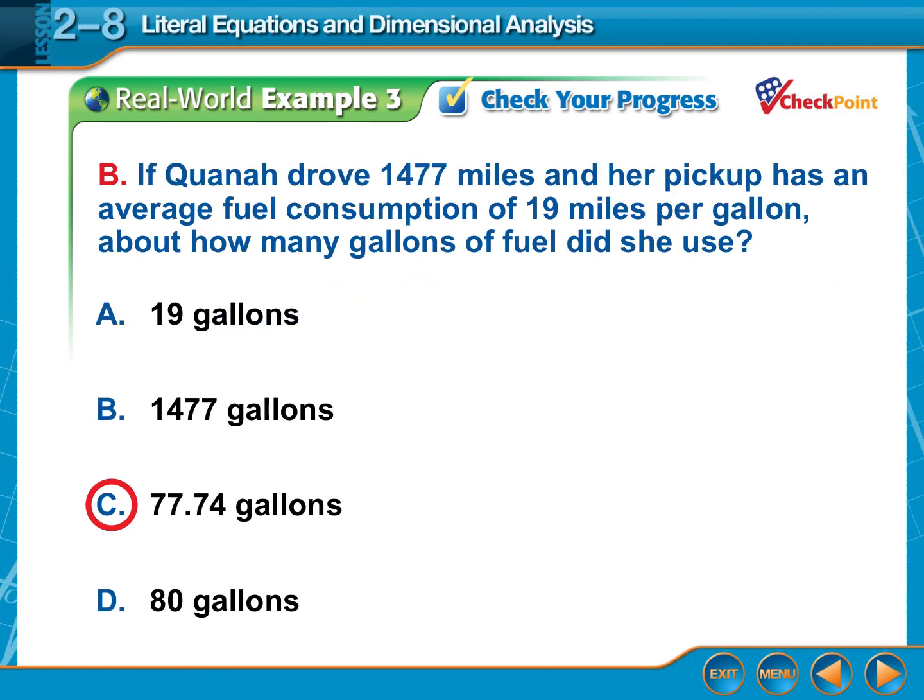come over here. If I had not this one, we're given a little word problem. If Quanah, did I say that right? If Quanah drove 1,477 miles and her pickup has an average fuel consumption of 19 miles per gallon, about how many gallons of fuel did she use? How would I set this up as an equation? 19x. Right, why do you say 19x? Because it's asking per gallon, you don't know how many gallons. Right, you don't know how many gallons, so remember whenever you see that per, that usually means multiply with an x. And that equals what?